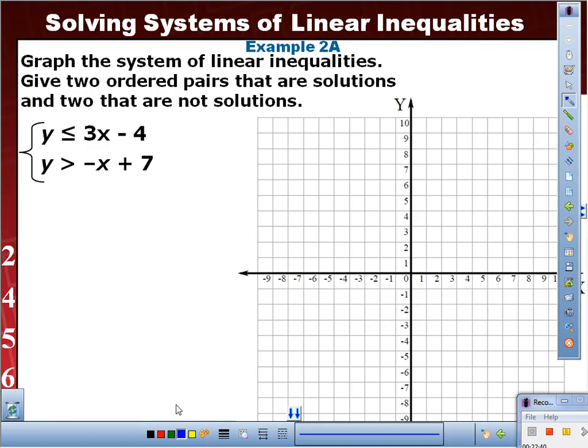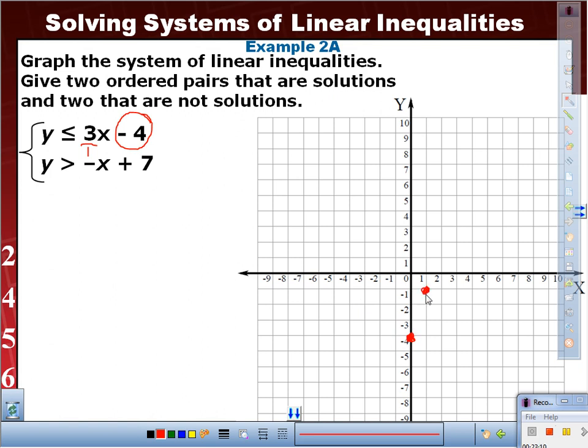Let's do this one together, yes? I want to do the top equation in red. Where do I start? Everyone. At negative 4. So you plot your point at negative 4 on the y-axis. There it is. What is my slope? 3 up and 1 to the right. So we go 1, 2, 3, 1 to the right.